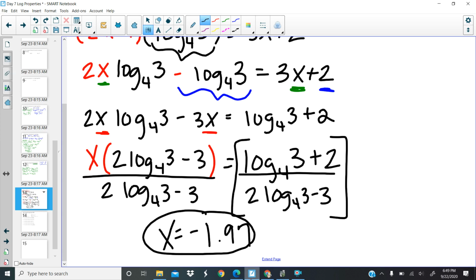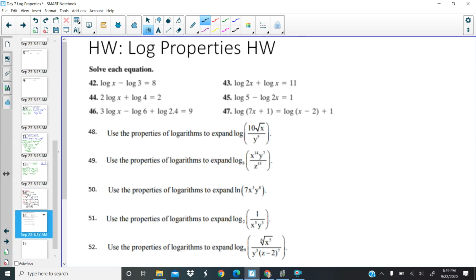And that pretty much sums up log properties, and this is going to be your homework, so it's going to be a lot of solving equations and using those properties to expand those logarithms. So I wish you luck on this. I know some of them look a little bit tricky, like number 52, but I think you guys have got this, and let me know if you have any questions.